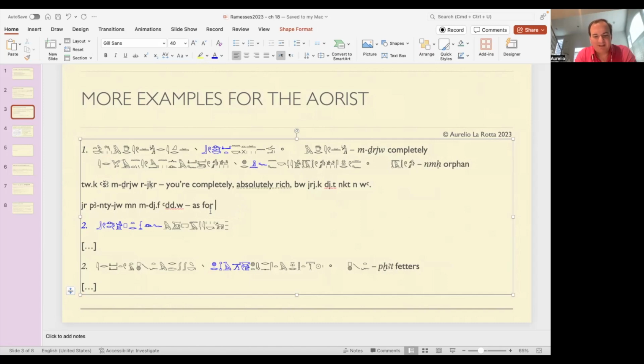You got it. As for the one who does not have children, literally, because I know sometimes literal helps. As for the one who there is not with him children, that's what it literally means. Men, there doesn't exist, like Spanish no hay. Mdif, with him children. The one to whom there don't exist children. In other words, like you said, as for the one who does not have children. I messed up here, sorry, talking and typing at the same time.